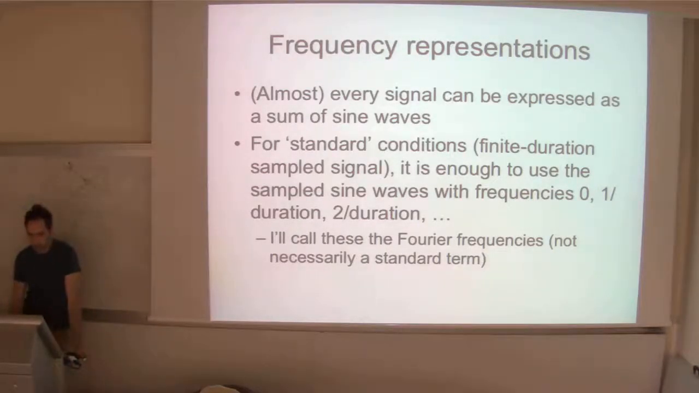So for our conditions, or usually for standard conditions, which are finite duration sampled signals, it is enough to use sine waves with frequencies of 0, 1 on the duration, 2 on the duration, and so on, until we get to the frequency of 1. These frequencies are called Fourier frequencies, which is not necessarily a standard term.